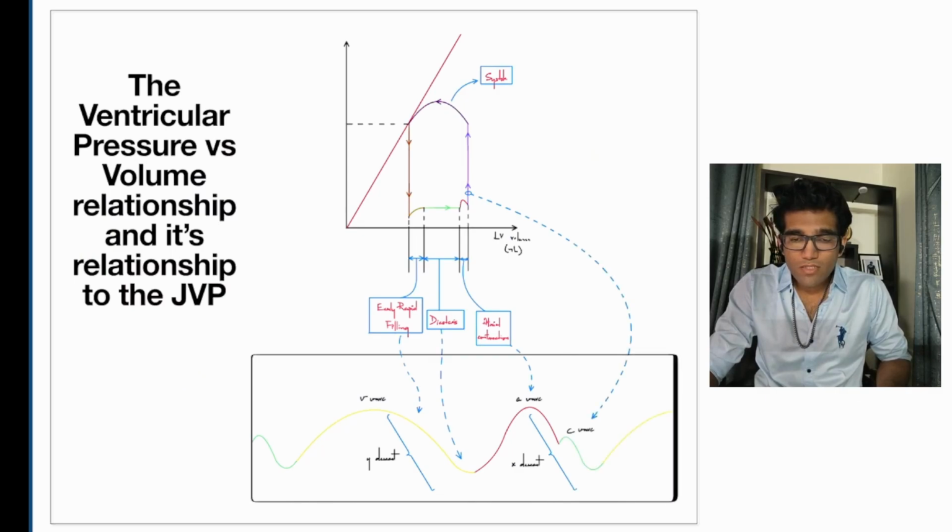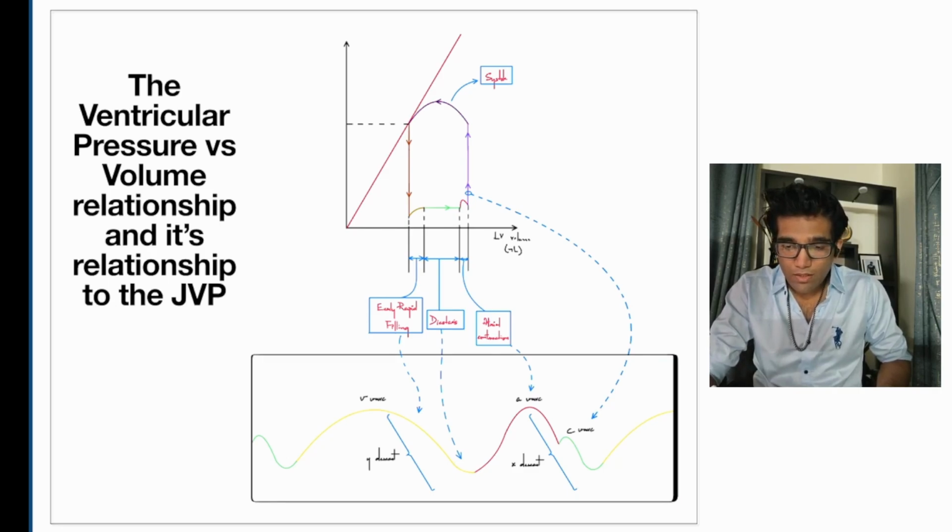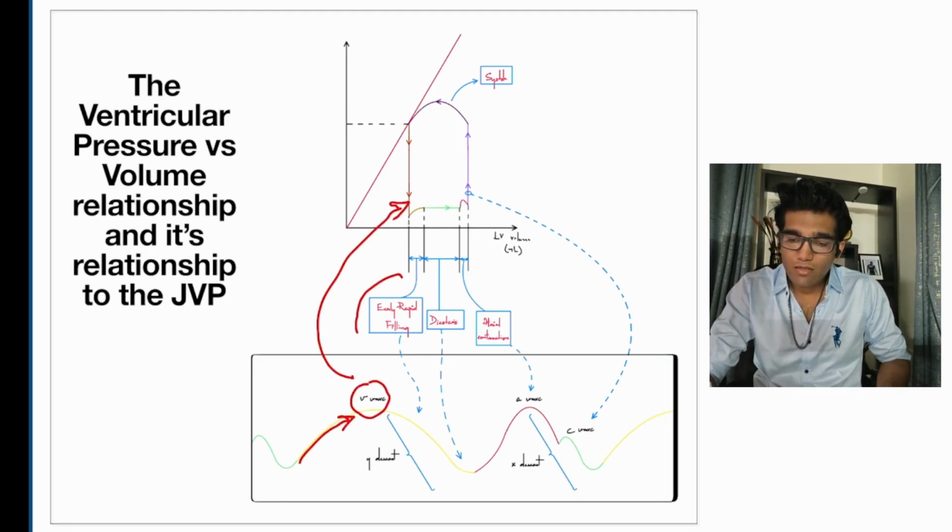So this pressure volume relationship can be extrapolated to various parts of the JVP. As you can see in this diagram, the ascent of the V wave of the JVP corresponds to the late part of the isovolumic relaxation phase. The early rapid filling part corresponds to the early rapid filling of the right ventricle, which happens after the opening of the AV valve, or the tricuspid valve.